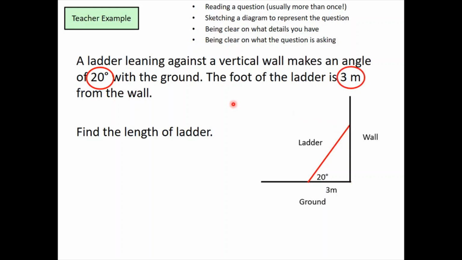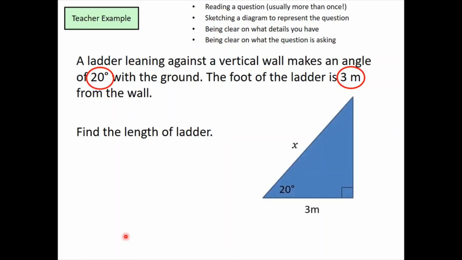Now, spotting that triangle, the fifth bullet point, which I haven't written up here, you can replace this slightly complicated looking drawing with a very simple looking drawing. This is just a triangle that looks like this. 3 meters at the bottom, 20 degrees here, and the question is asking, be clear what it's asking you, find the length of the ladder. You need to work out that length.